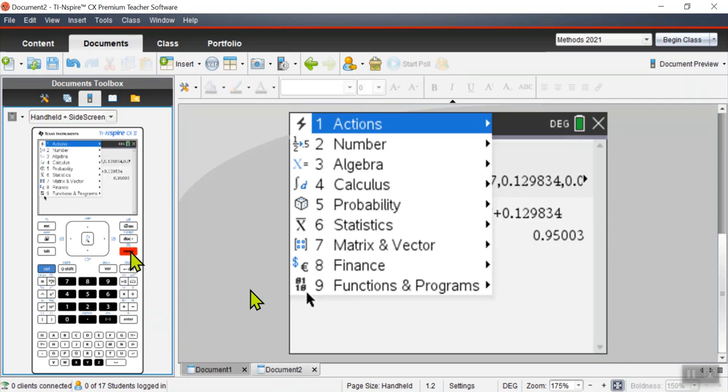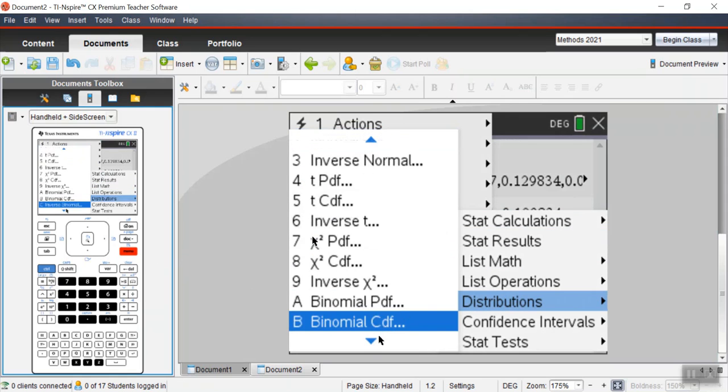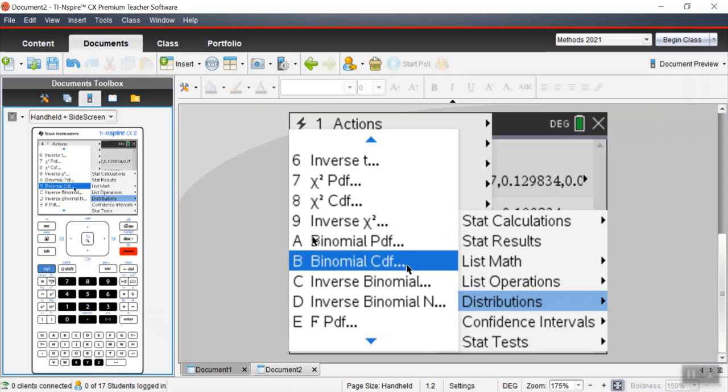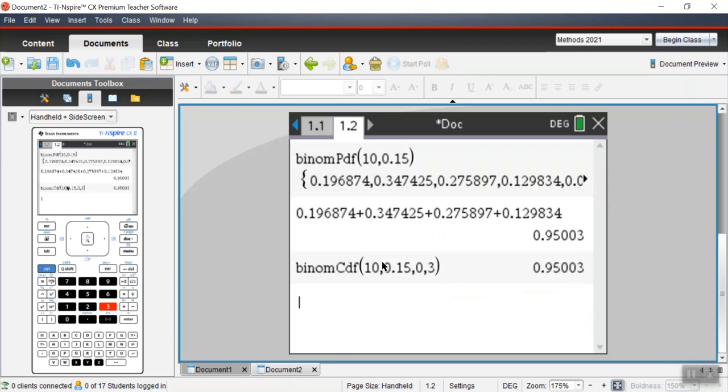I'll show you the short way now. Menu, stats, distribution. You go down to binomial CDF. I think the C stands for cumulative. Again, 10 is the n value. P is 0.15. This time you go from 0 to what's the upper bound? 3. So it'll add them all together for you. There you go. You get the same answer: a 95% chance 3 or fewer people will die in the 10 episodes.